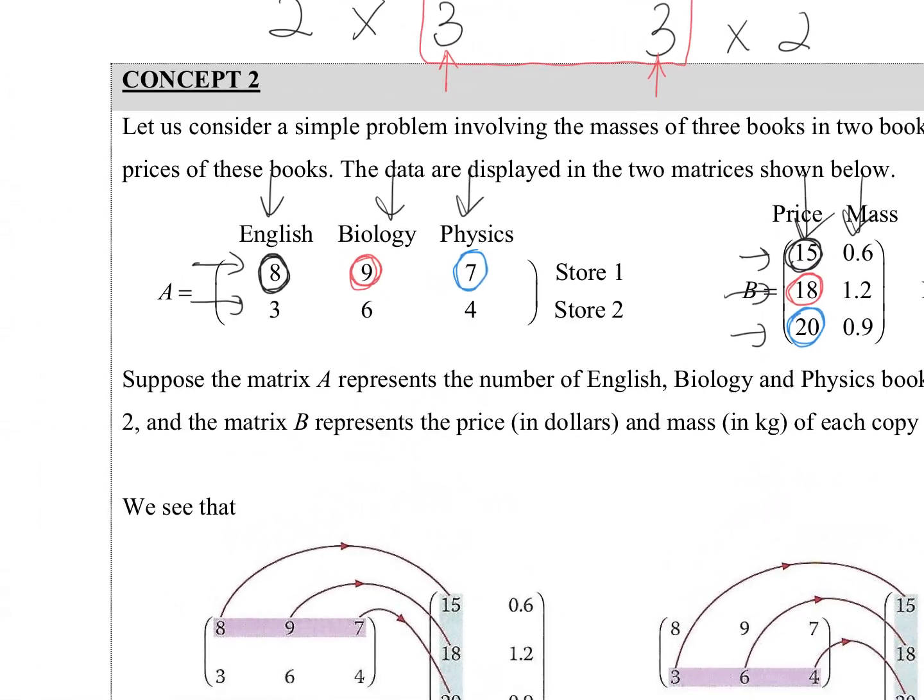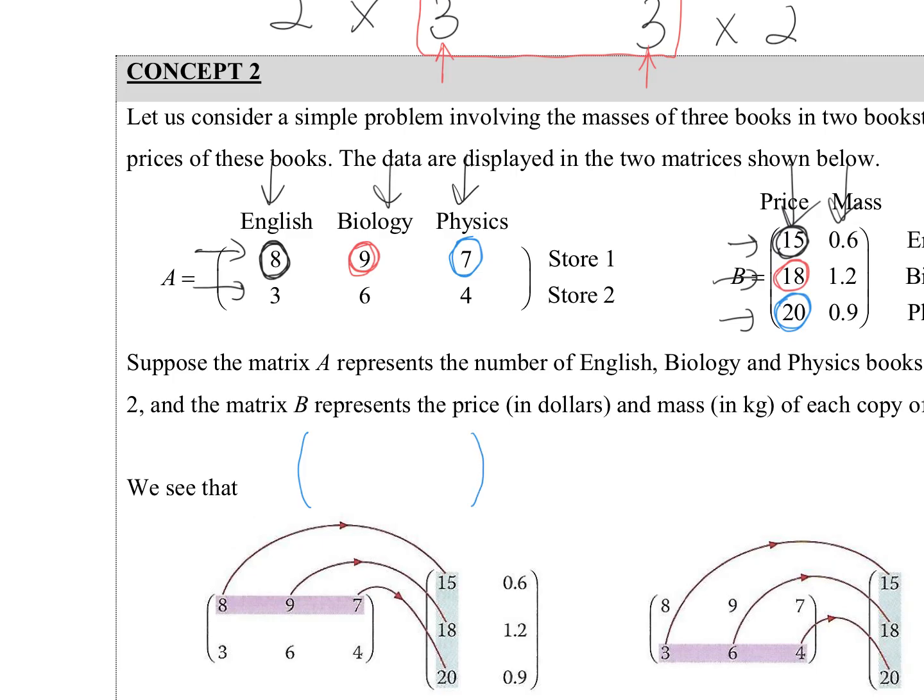Okay, so I repeat one more time. After I multiply this, I found the answer here to be 422. So that means again, 8 times $15 plus my 9 times $18 plus my 7 times $20. I found the sales I got in store 1 for all the books. So this is my first number. Total sales I get is 422. Yes, so for here, 8 times 15 plus 9 times 18. Okay, so this is my first entry.